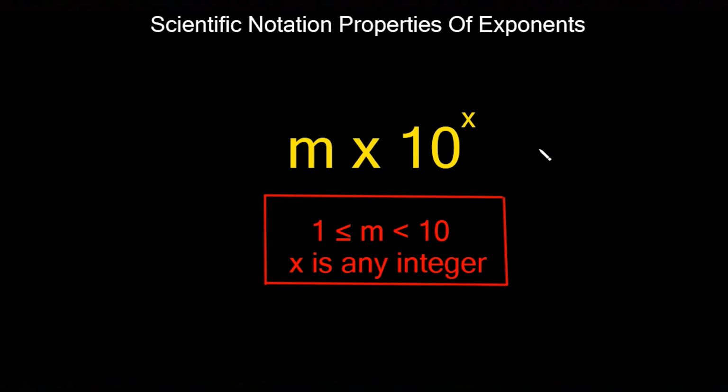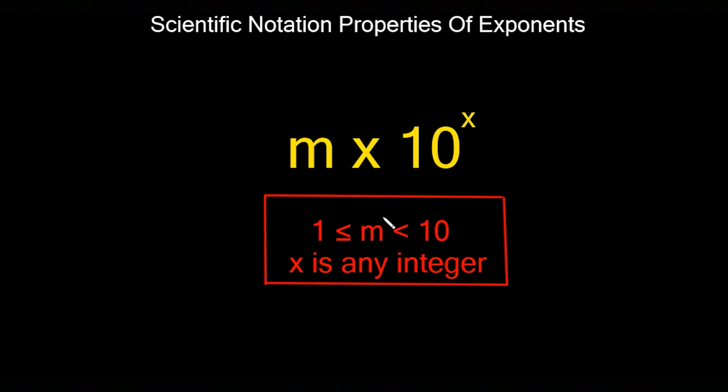Okay, so in this video, we're going to be talking about properties of exponents and how to use scientific notation when it comes to properties of exponents. Now, before we take a look at our examples, we first want to look at the format that scientific notation has to be in. You can see that m, being our number out in front, has to be greater than or equal to 1 and less than 10.